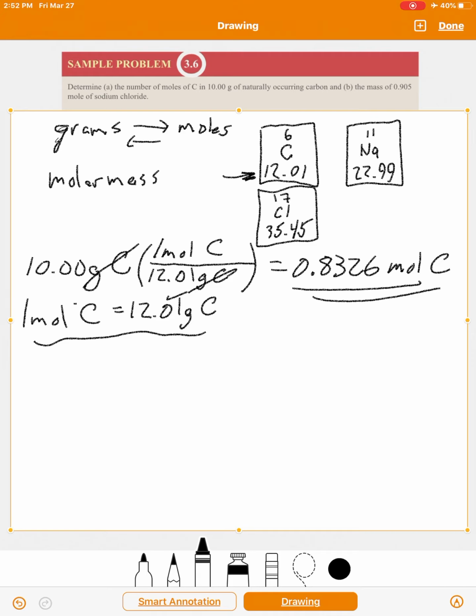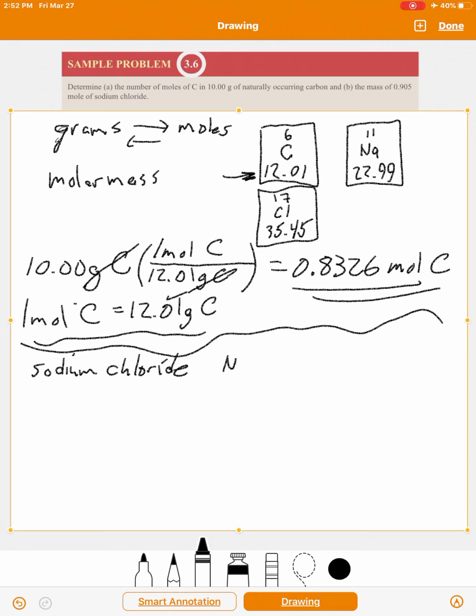Now let's try part B. Part B is, of course, going to be the opposite. So we just did a conversion going from grams to moles. So now we'll do a conversion going from moles to grams. What's different about this one is that the substance we're talking about, sodium chloride, that's a compound, it's not an element. NaCl is the chemical formula. So we go back and we say, okay, well, how much is that going to weigh? What's the molar mass of sodium chloride?